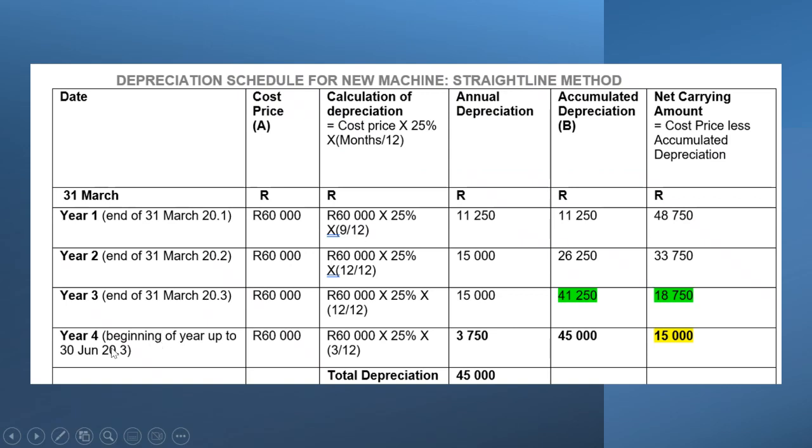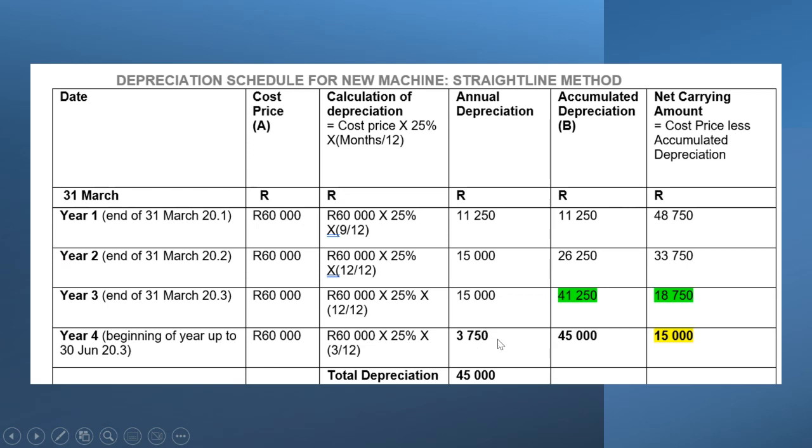Then what happens in year 4? Year 4 is the year that we sold this machinery. That's why here we wrote beginning of the year up to the date of disposal, which is 30 June 20X3. So we need to calculate the depreciation for that. So what is our depreciation? You're going to say 60,000 multiplied by 25% times 3/12. What do you get? You get 3,750.